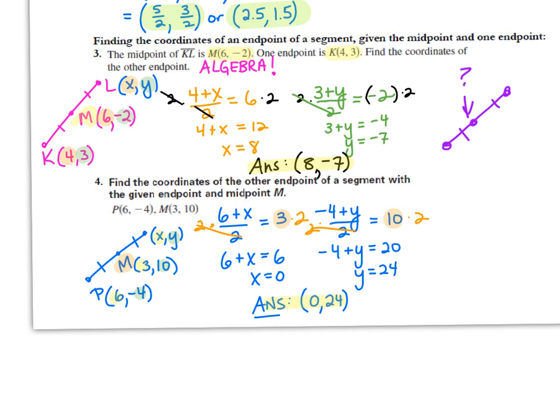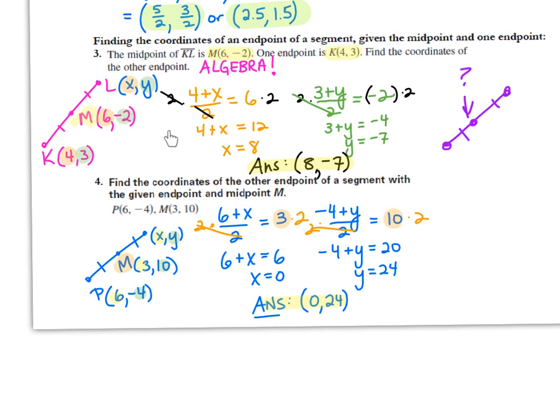So when we use the x-coordinate of the endpoint we know and the one we're looking for, that's 4 plus x, divided by 2, we should get the x value of the midpoint. When we average the y-coordinates, that's this equation right here. When we average the y-coordinates, 3 plus y divided by 2, that should equal the y-coordinate of the midpoint, which is this equation over here.